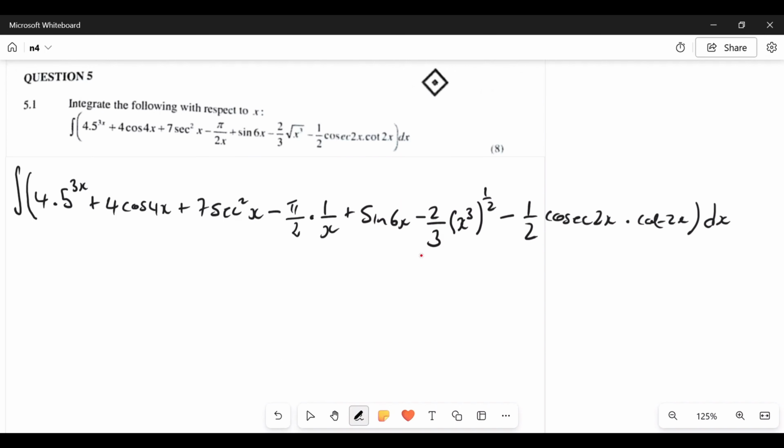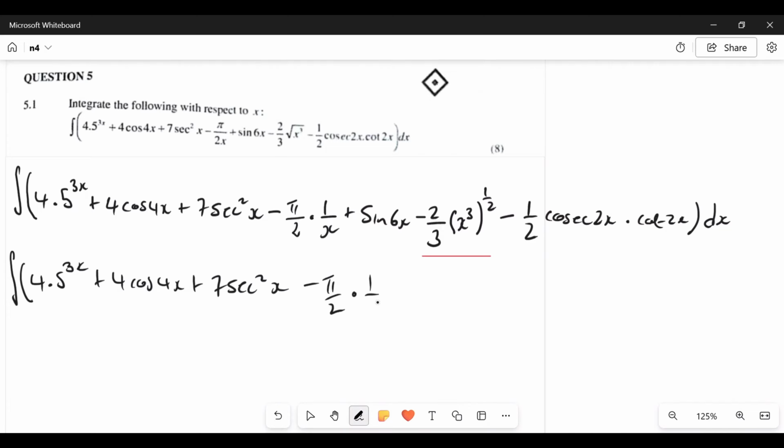Again, we still have to simplify this term here because of these exponents. As for other terms, they are already simplified. Since we are simplifying that term, we need to rewrite all other terms. So let's continue. We have sigma, open bracket, 4 multiplied by 5 to the power of 3x plus 4 cos 4x plus 7 sec squared x minus pi over 2 multiplied by 1 over x plus sine 6x minus 2 over 3.